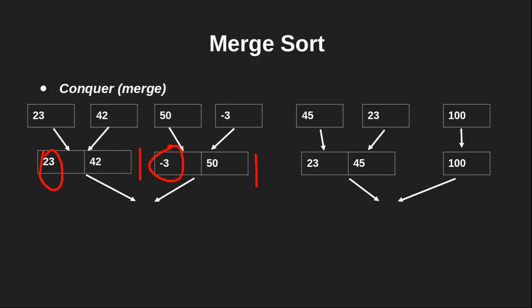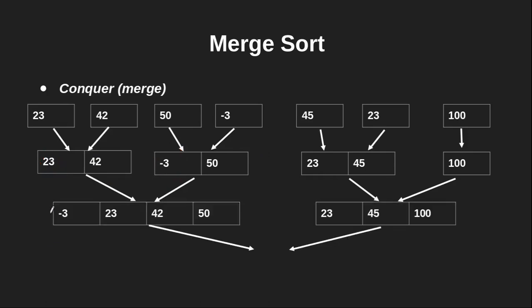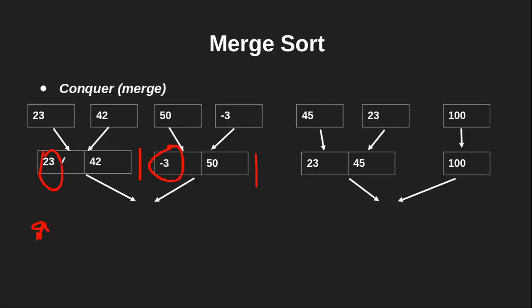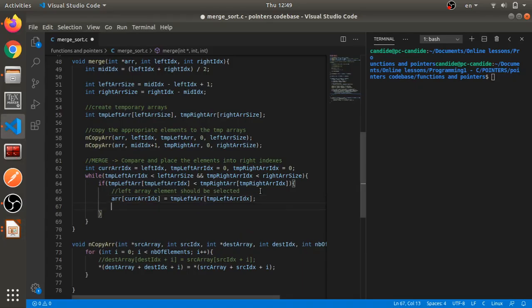Picking an element means that we will take this one and assign it to the current position in the array. The current position was array index, right? Let's say cur array index. So array of cur array index should be equal to the smallest one, which is this. If we picked the left element, we should be incrementing this index so that in the next repetition we will play with the next one. So TMP left array index should be incremented.